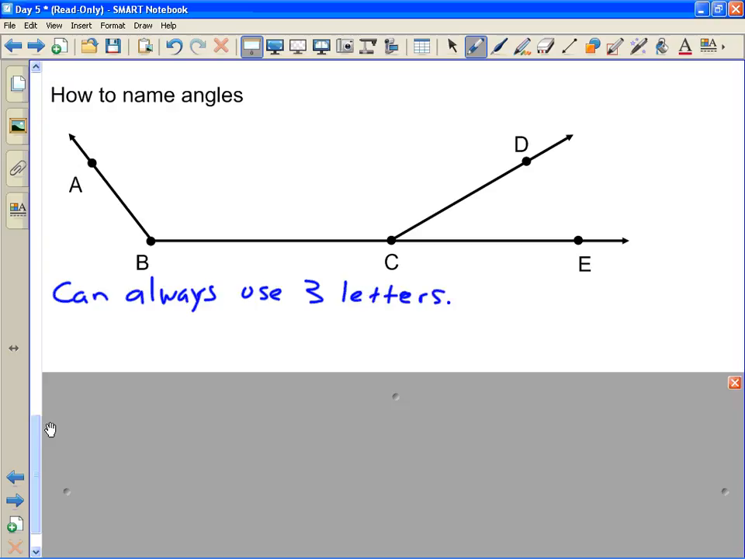Okay, when you're using 3 letters, you just have to tell the person. You always want to imagine you're trying to describe the angle to somebody. You just tell them where it starts, where it turns, and where it goes towards. So let's say I want to talk about this angle right here. I'm going to use 3 letters. I need my angle symbol. It starts at A. It turns at B. Goes towards C.